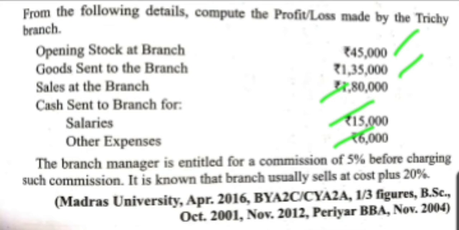The branch manager is entitled to a commission of 5% before charging such commission. Please make a note: before charging. And it is known that the branch usually sells at cost plus 20%. So, cost plus 20%.